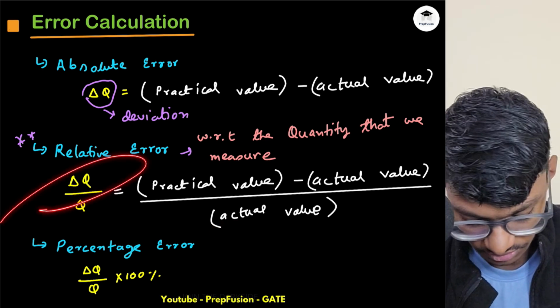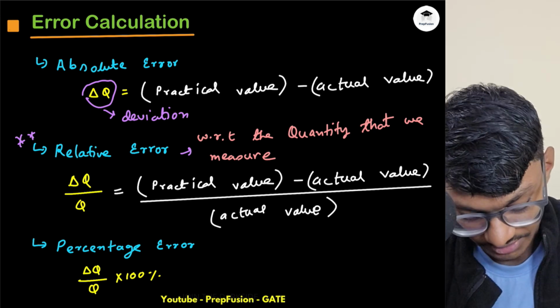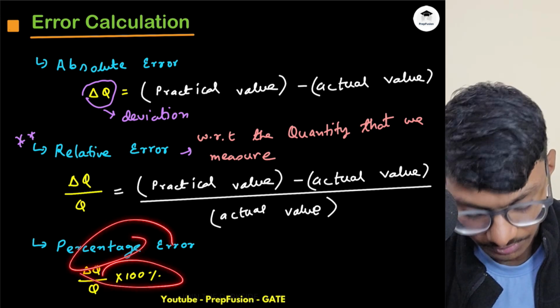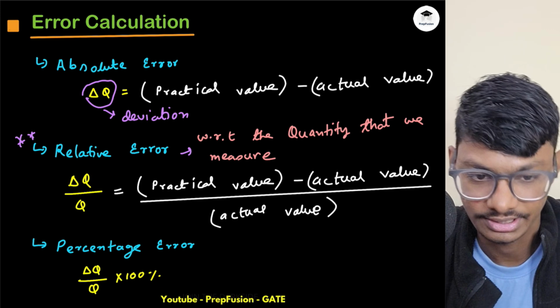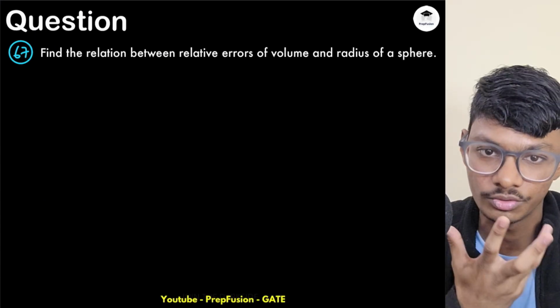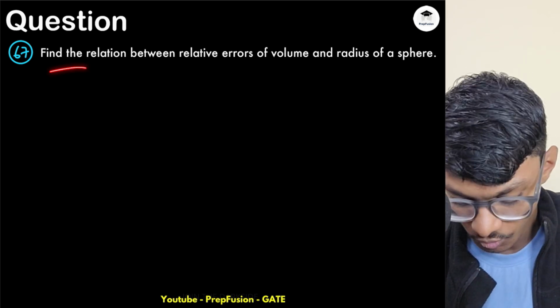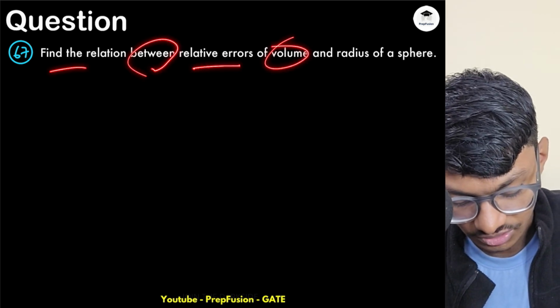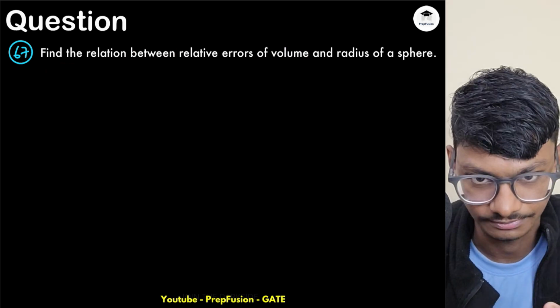We have already done this. And we find the percentage error at the end: we just multiply the relative error by 100%, and that is the percentage error. These things are very basic. Let's do a question quickly and we'll understand the concept. We have to find the relation between the relative errors of the volume and radius of a sphere.